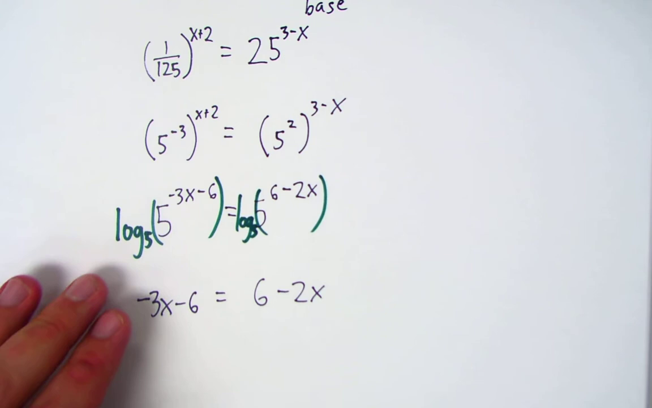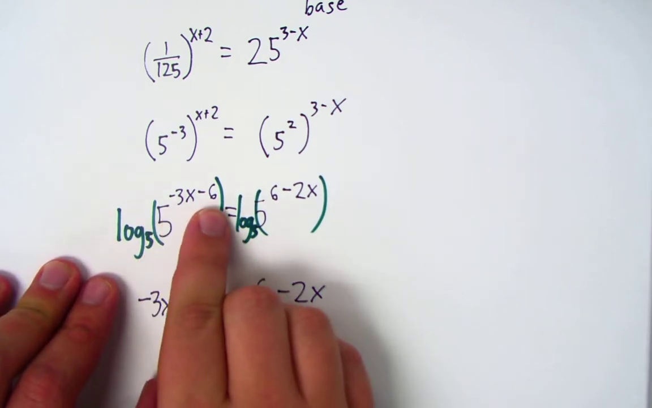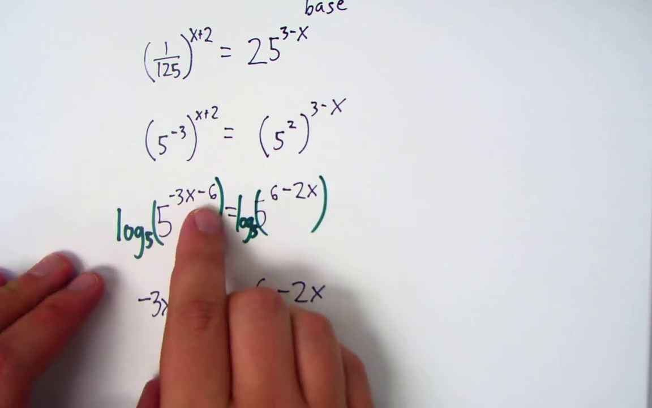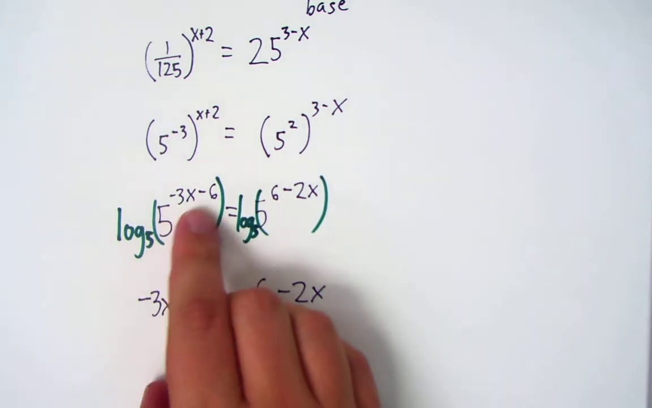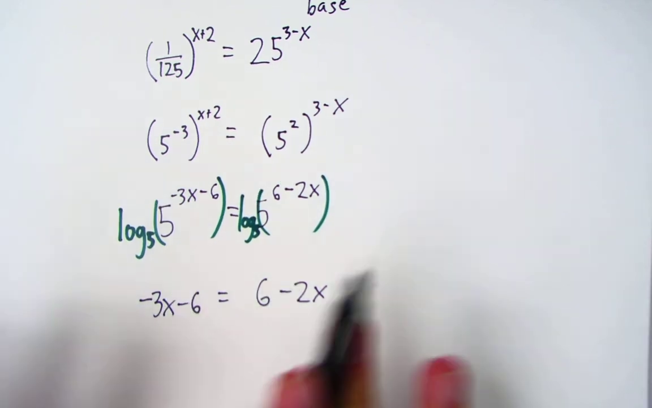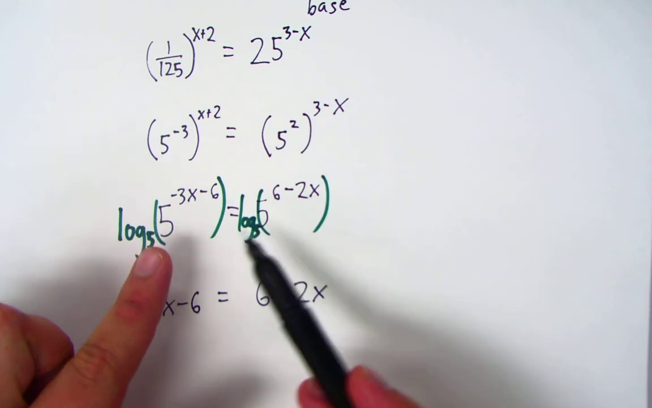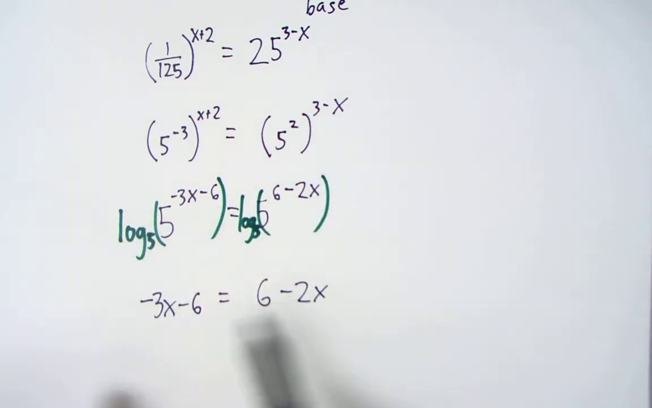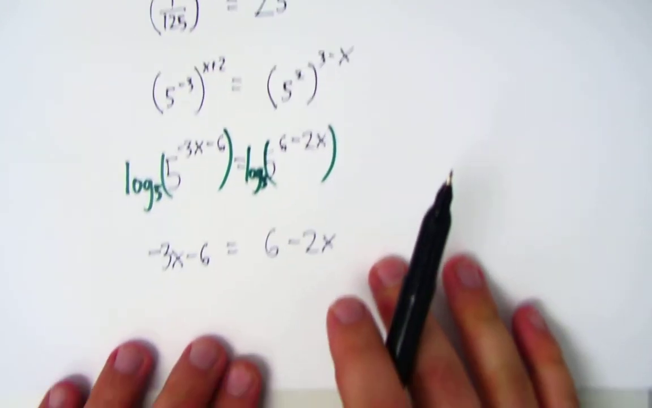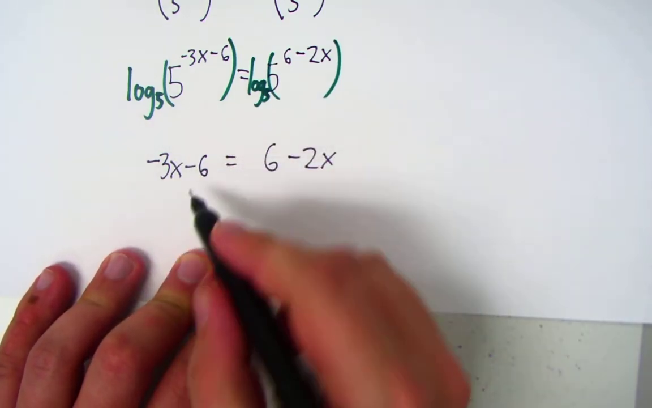The reason it cancels is this says 5 to what power is 5 to the negative 3x minus 6? 5 to the negative 3x minus 6 is 5 to the negative 3x minus 6. If you don't get what I put in green, that's fine. What you need to know is that 5 to the something equals 5 to the something, so I can just say that the exponents are equal. But it's ideal if you get what's in green. Now it's an algebra 1 problem.